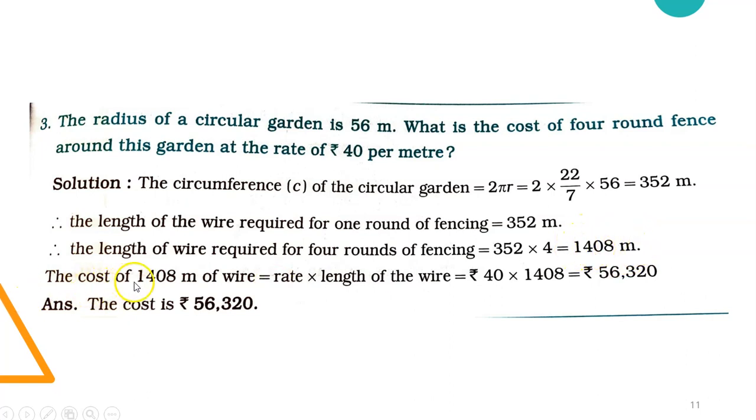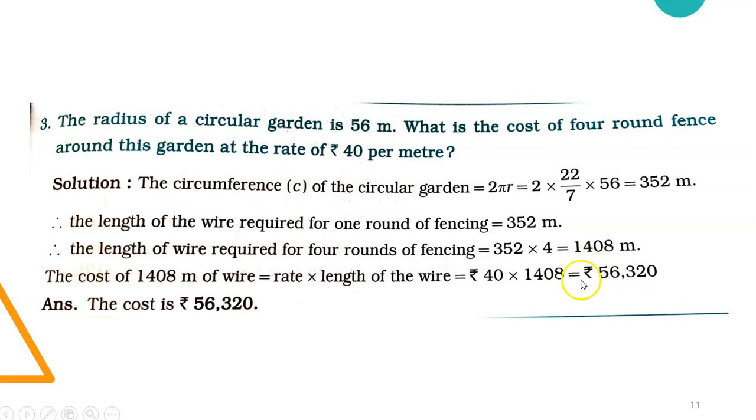Now, the rate for 1 meter is given as 40. So I have to find 40 multiplied by 1408. So this is how I write the cost of 1408 meters of wire is equal to rate multiplied by length of wire. So when I solve this further, I get the answer as 56,320.